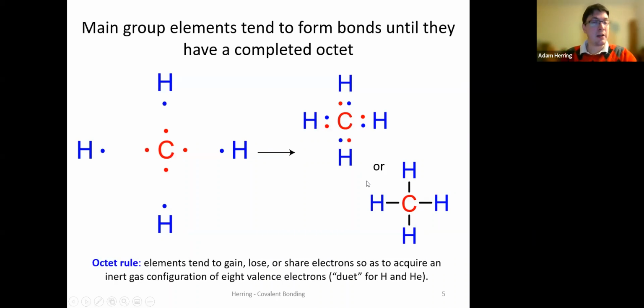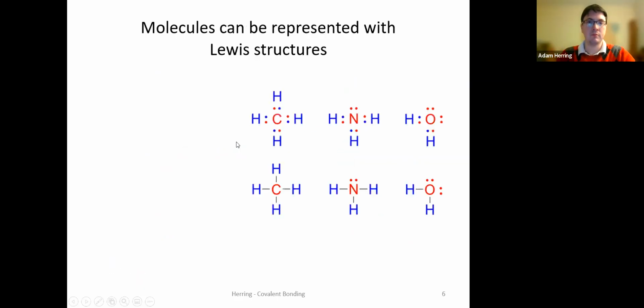And so again, to reiterate, the octet rule describes how elements tend to gain, lose, or share electrons in order to have a noble gas configuration with 8 valence electrons, or a duet in the case of hydrogen or helium. We can represent these molecules using Lewis structures. You will very infrequently, if ever, see me writing out molecules with the Lewis dots, but rather we use the completed Lewis structures to indicate the individual bonds that exist between atoms.